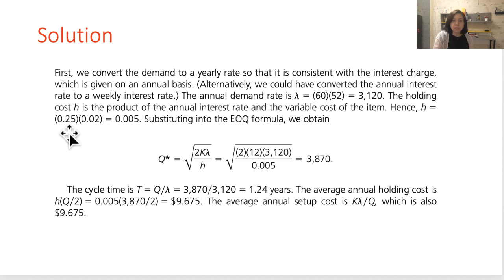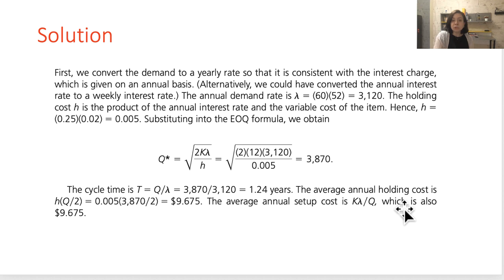So we multiply this annual interest rate with the cost of each pencil and see that the inventory holding cost for each pencil is $0.005 yearly. And let's substitute these into the EOQ model, and we obtain that the optimal order quantity is 3,870. The cycle time T is calculated by Q divided by lambda. So we see that cycle time is 1.24 years.